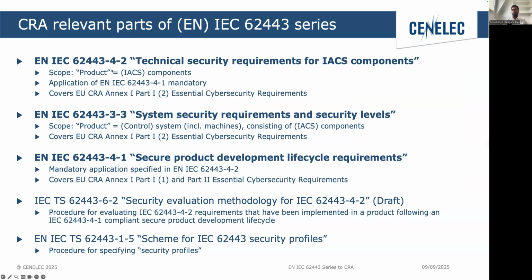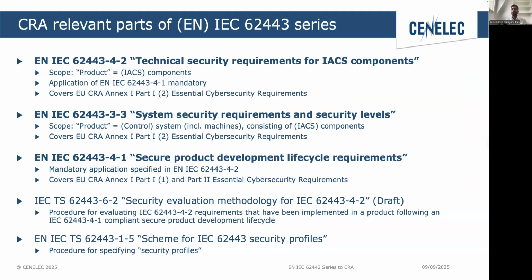As I explained before, 4-2 is going to cover the essential cybersecurity requirements where the product is components, 3-3 where the product is systems, and also essential cyber requirements as well, and also part 2. And 6-2 is for the evaluation methodology, and 1-5 is the scheme for the profiles.